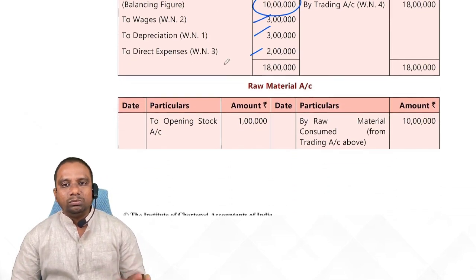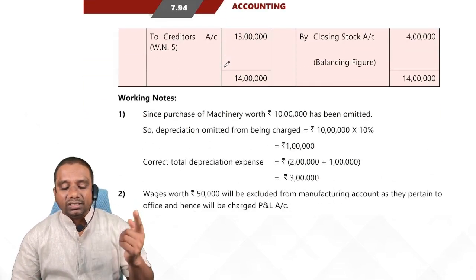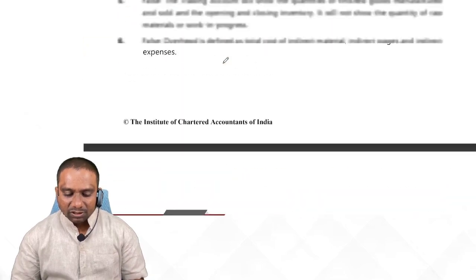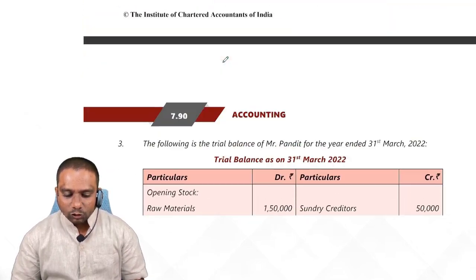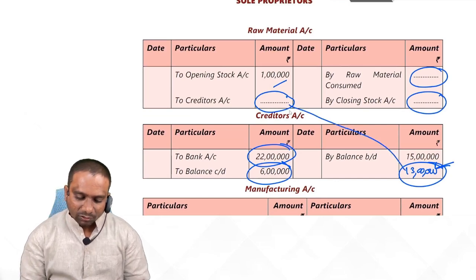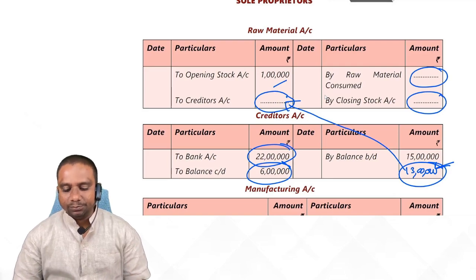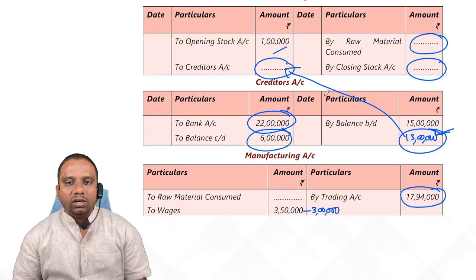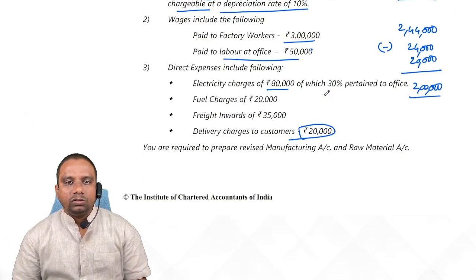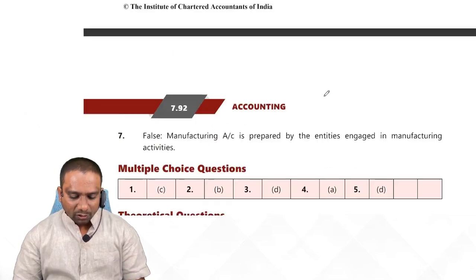Simple, students. First look at the creditors account. So how much are the credit purchases? 13 lakh. This 13 lakh is taken to the debit side of the raw material account. So 13 plus 1, 14 lakhs. Now, what is your closing stock? That we need to calculate. Observe.